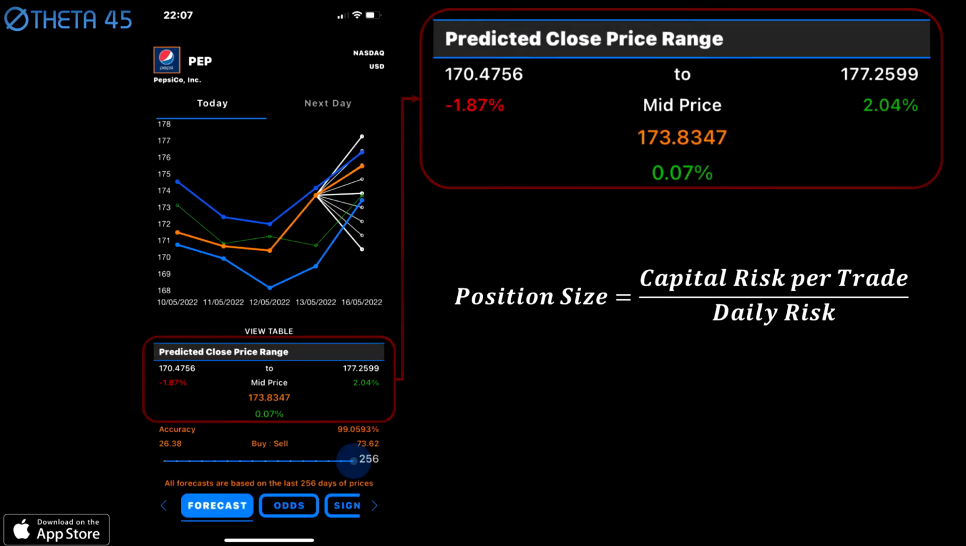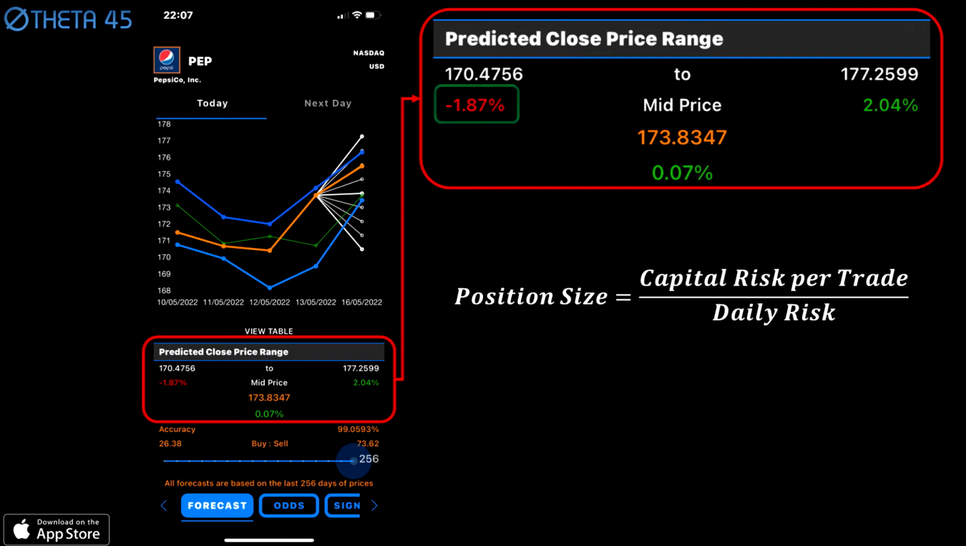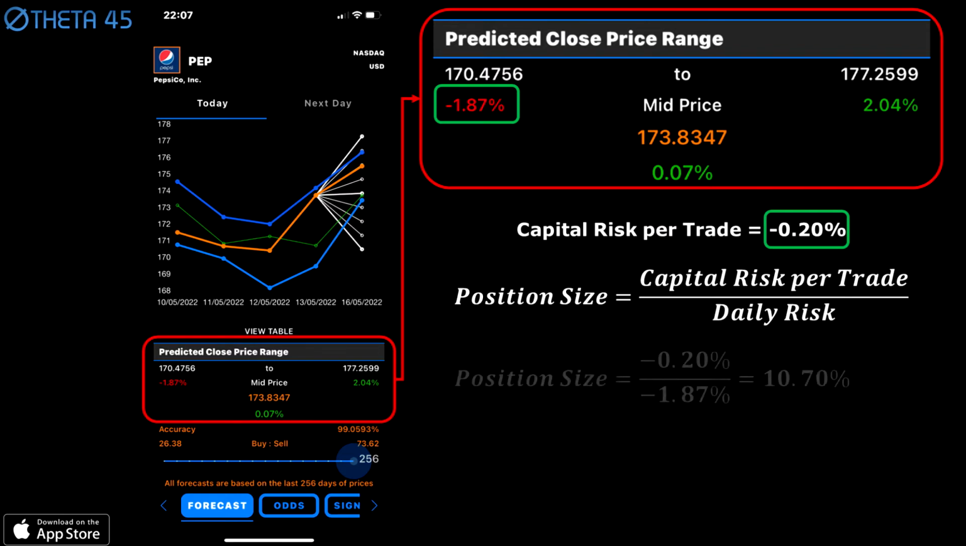In this example, there is about a 95% probability that the price could drop down to 1.87% before the market closes that trading day. And if the price drops to that level after you buy the security and you do not want to risk more than 0.2% of your total available capital, you should set the position size to 10.7%.